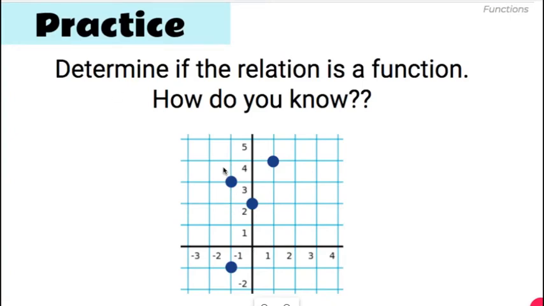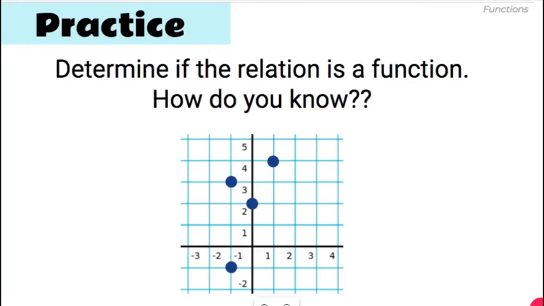Now, we could go through and write ordered pairs. I could look at my x-coordinates and count and see if I have any that repeat. This point right here has an x-coordinate of -1. This has an x-coordinate of 0. This has an x-coordinate of 1. This has an x-coordinate of -1. And I can look here and see, they have the same x-coordinate, not a function.